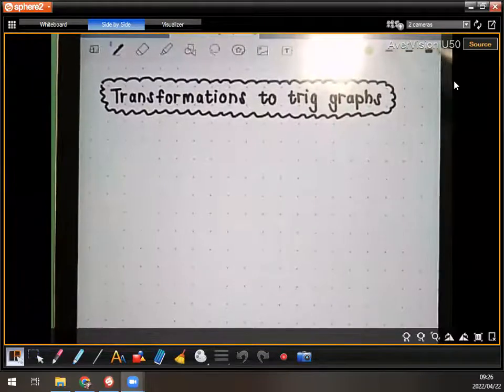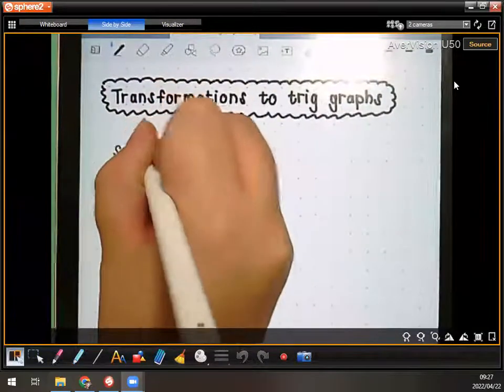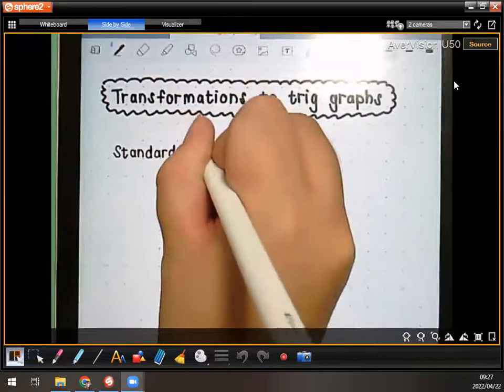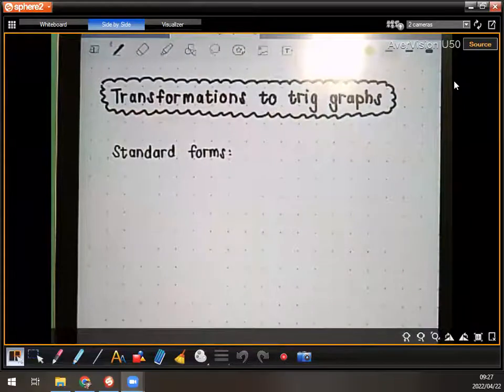But then we're also going to talk about shifting the graph up or down, shifting the graph to the left or the right, and we need to remember what that is going to do to the equations. Okay, so I'm just going to write the standard forms again. I know we've written them down a bunch of times, but it is useful to just be able to recap what kind of shift does what to the equation.